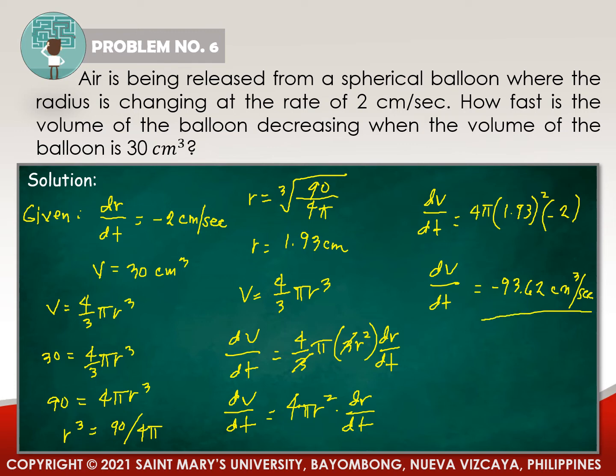So ayan na, yan yung sagot natin. The rate at which the volume of the balloon is decreasing is 93.62 cubic centimeters per second. So remember guys, in sentence form, pag sinabi kasi natin the rate at which the volume of the balloon is decreasing, that will be 93.62. Pero kung numerical answer lang yung hinahanap natin, we'll put the negative. So we have dV over dt is equal to negative 93.62 cubic centimeters per second.